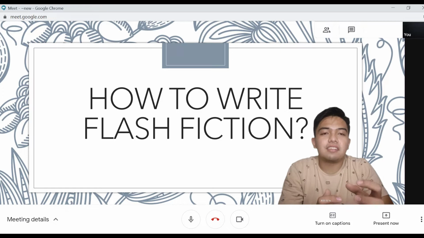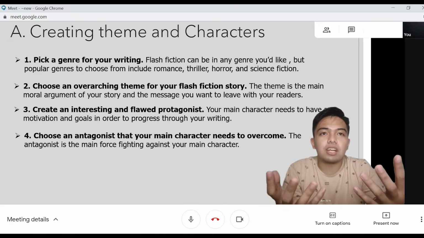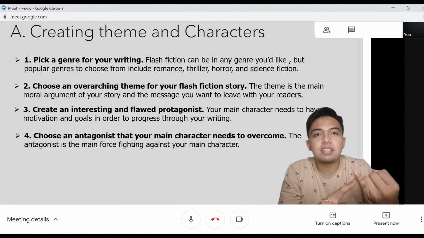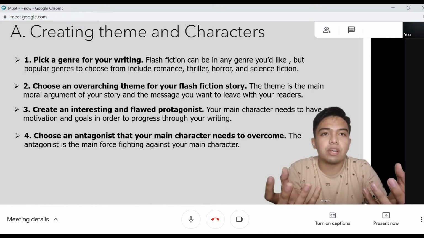We are now down to the ways of how to write a flash fiction. So first, creating a theme and characters. Number 1, pick a genre for your writing. Flash fiction can be in any kind of genre you'd like, but popular genres to choose from include romance, thriller, horror, and science fiction. Each genre has its own tropes to help you shape a unique story.